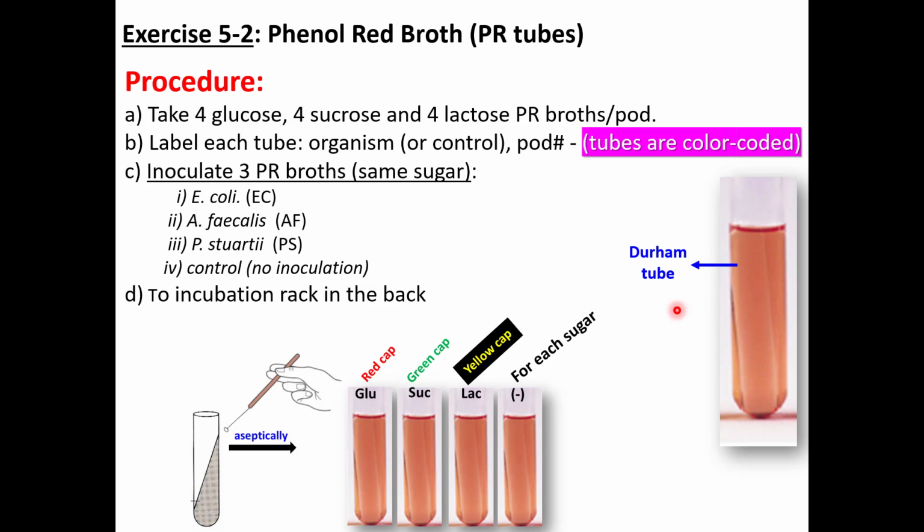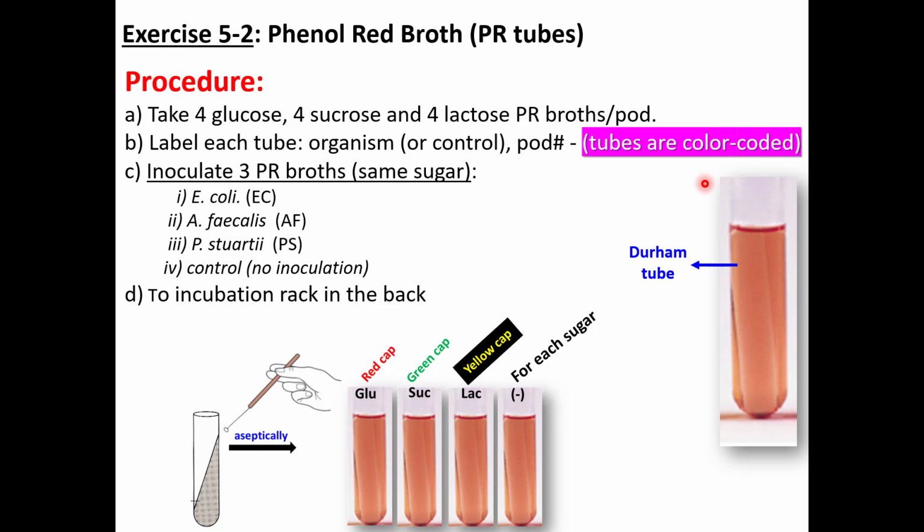And this tube is called Durham tube. The only reason we have a smaller tube upside down inside of the bigger tube is because if there is fermentation with gas production, the gas would be trapped inside of the tube, because naturally when the bacteria ferments, the gas stays on the top and then eventually it leaks out of the tube because the caps are loose.